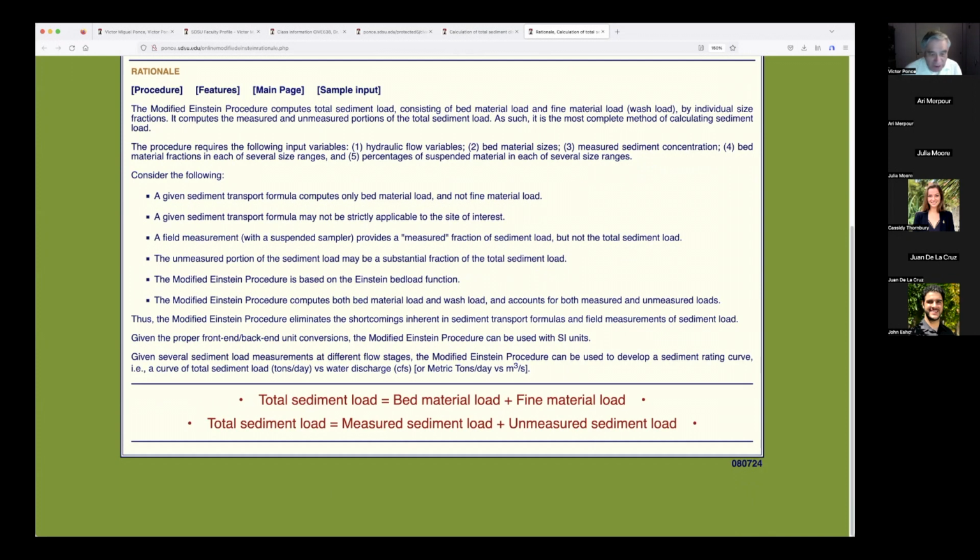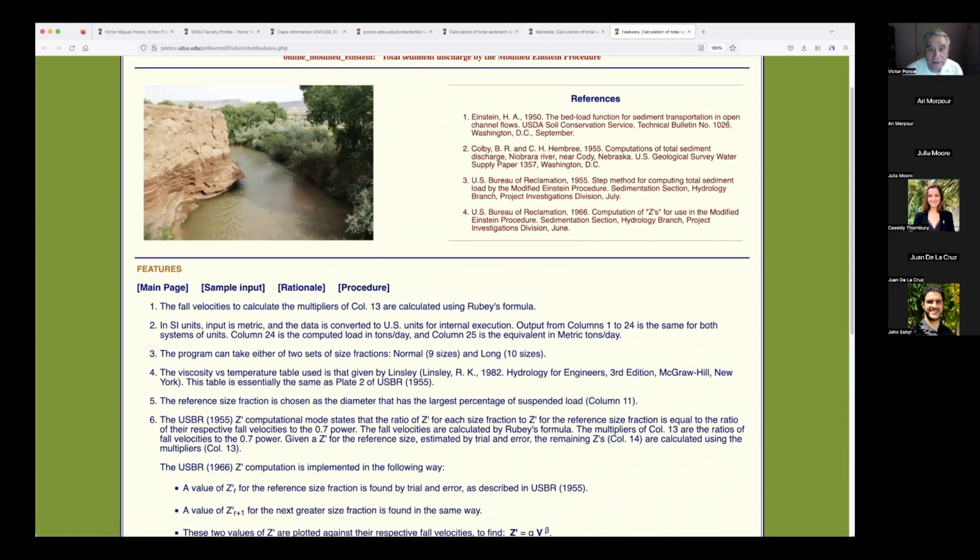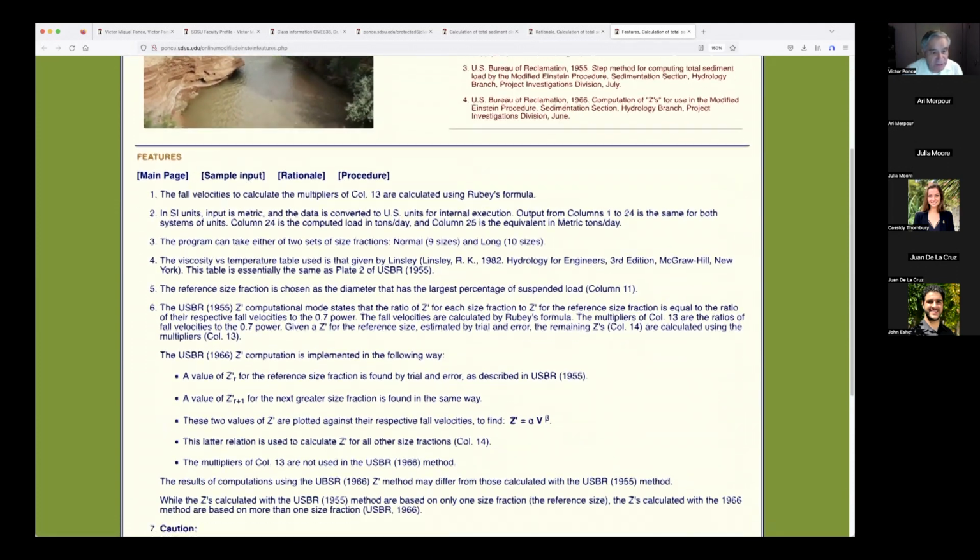So total sediment load is bed material load plus fine material load. We have defined that from the beginning. Total sediment load is measured sediment load plus unmeasured sediment load. And we are now defining it in addition. So total sediment load can be expressed both in terms of the type of material as well as putting together both the measured and unmeasured. So that's it as far as the procedure. And now we go to the features: total sediment discharge by the modified Einstein features.